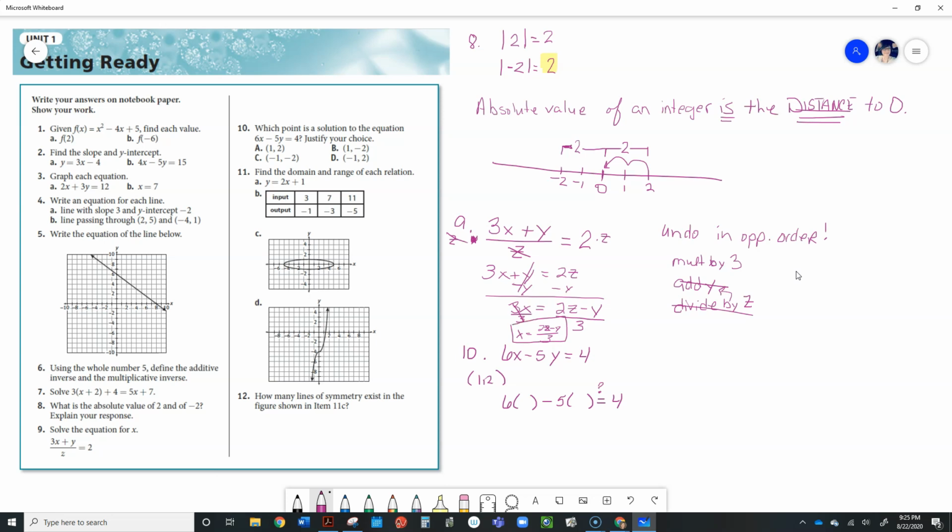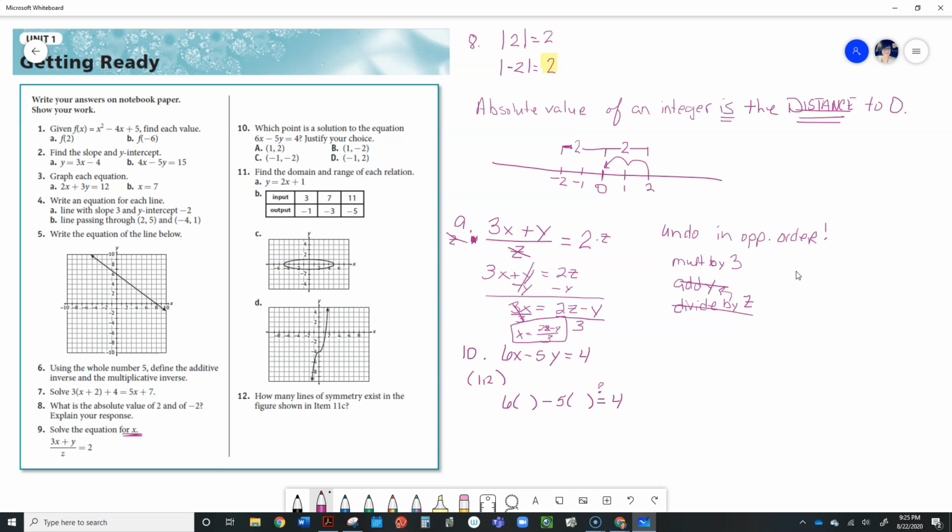And that is an answer, and it bothers students because it's not a number. But if we have several variables in here, then we're going to have several variables in the answer. But we have solved it for x. Solve for x means get the x by itself.